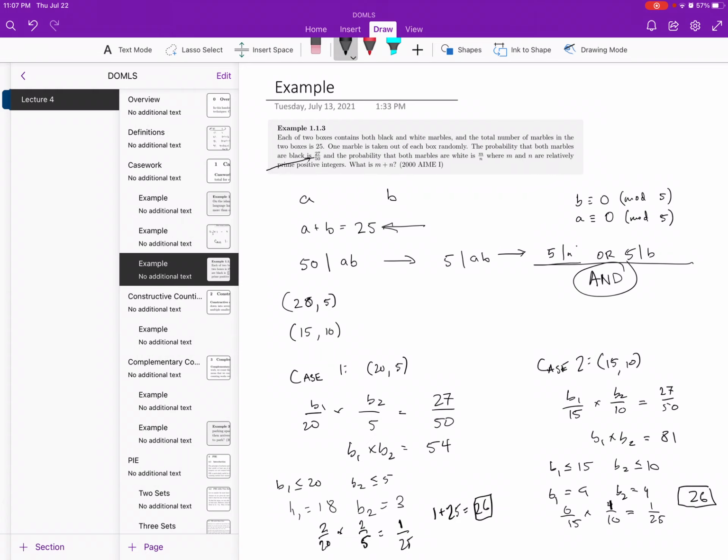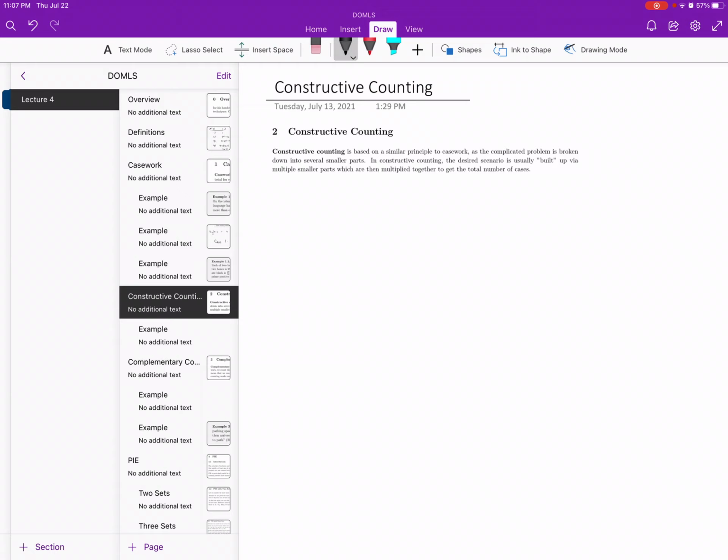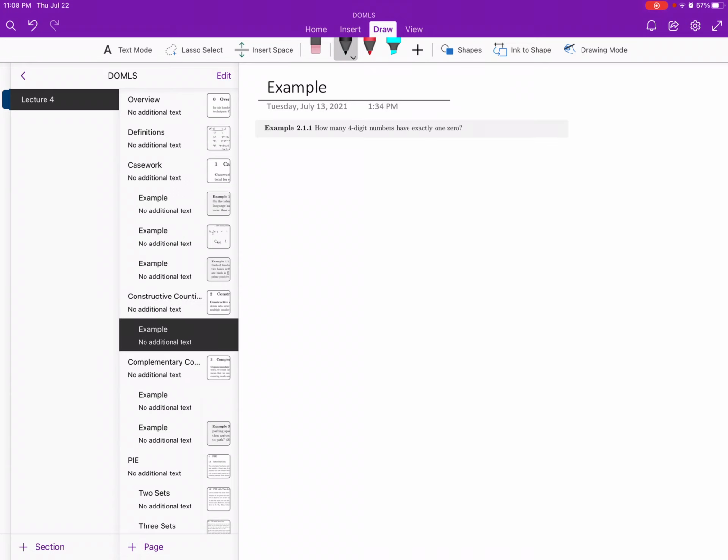Let's go to constructive counting now. Okay, so constructive counting also is about reducing a big problem into smaller problems. But instead of breaking into different cases, we build from different cases to the big problem. So let's look at some examples, or one example. How many 4-digit numbers have exactly 1 0?